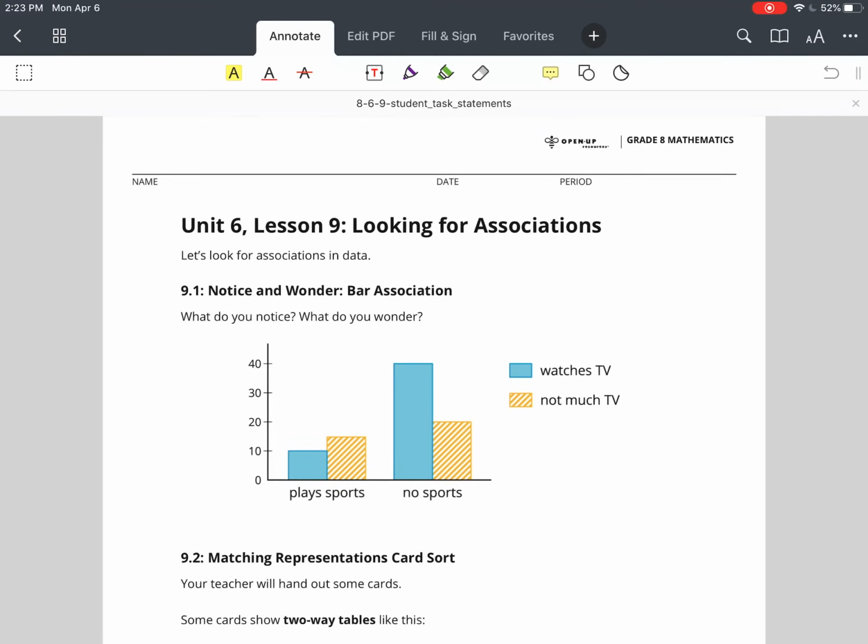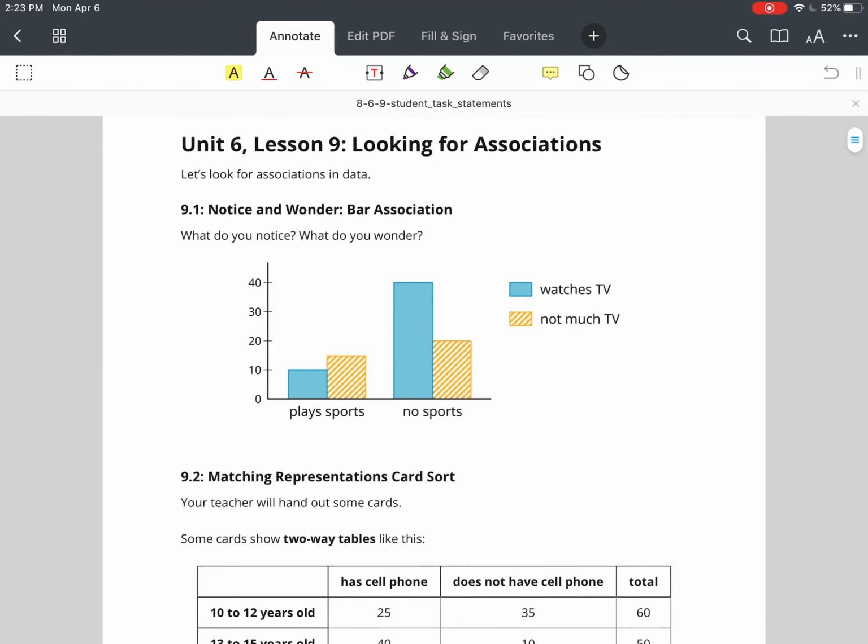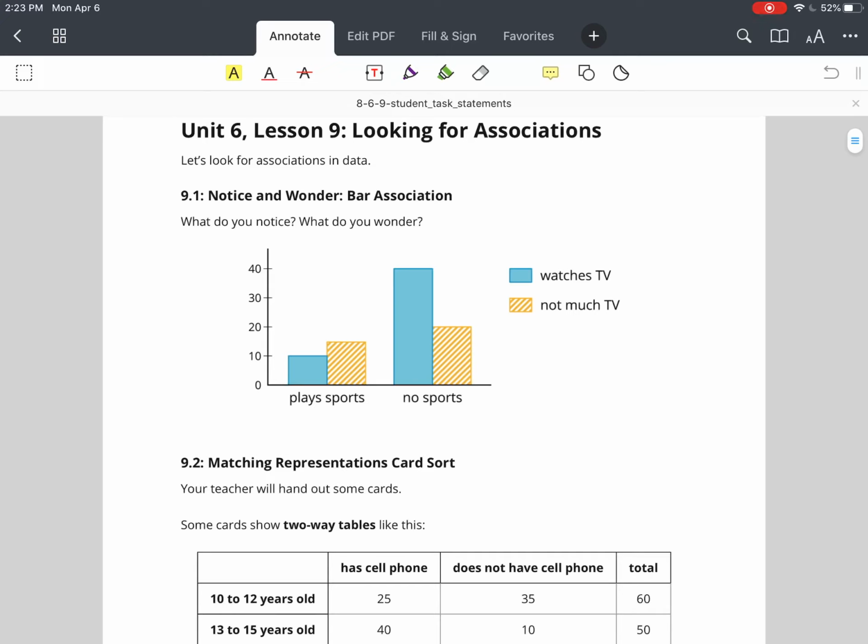So anyways, we're looking at Unit 6, Lesson 9, looking for associations, okay? Looking at this first one, the blue represents people who watch TV, and the yellow represents people who don't watch TV. So, what do you notice? I notice that people who play sports also watch TV, but there's a lot more people who watch TV but don't play sports, as opposed to not playing sports and not watching TV.